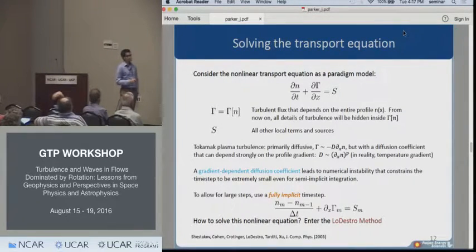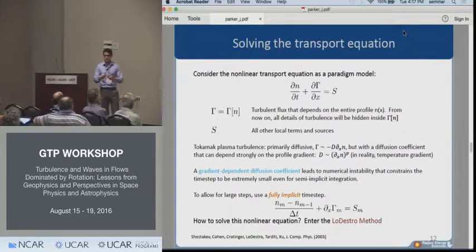So if you have this gradient-dependent diffusion coefficient, if you analyze some simple schemes for solving this nonlinear equation, it turns out that you get numerical instability if p is bigger than 1, which would constrain your time step to be extremely small even for semi-implicit integration. And because we want to take very large time steps, that motivates using a fully implicit time step of the transport equation. And so the question is, how do we solve this nonlinear equation that we get from a fully implicit time step?